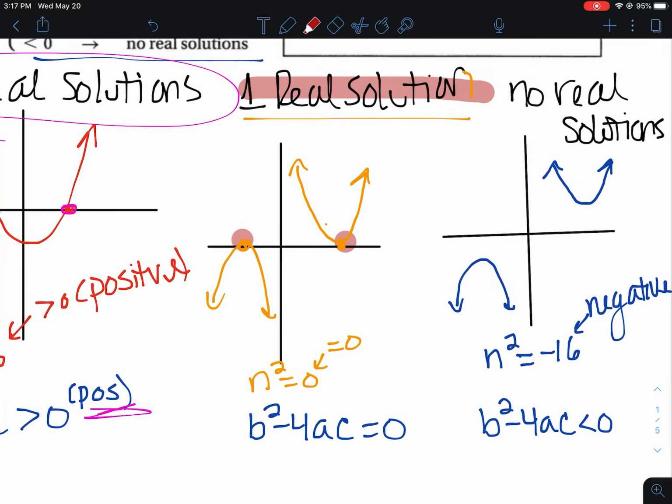So anytime you get a negative answer for your discriminant, you have no real solutions. So your graph is not crossing the x-axis at all. It's floating above or below.